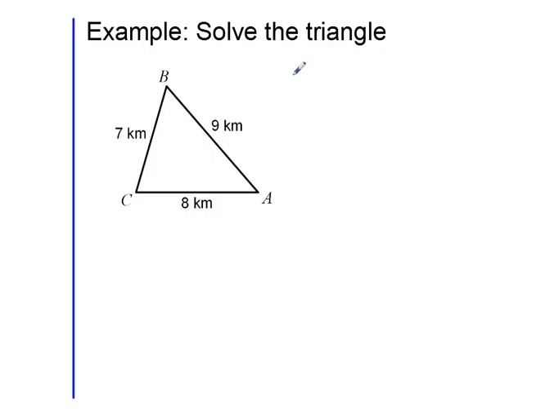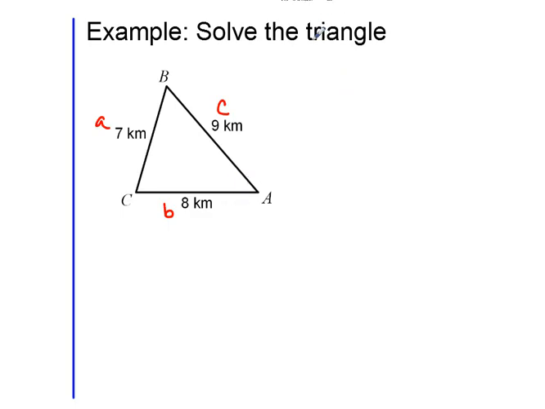So we're going to use law of cosines to do this. Since all sides are given, it doesn't matter which law of cosines I use. I'm just going to use the one for the angle that I want to solve for. So let's make sure we have these labeled correctly. 7 is my side A, 9 is my side C, and 8 is my side B. Let's focus on getting our angle A.